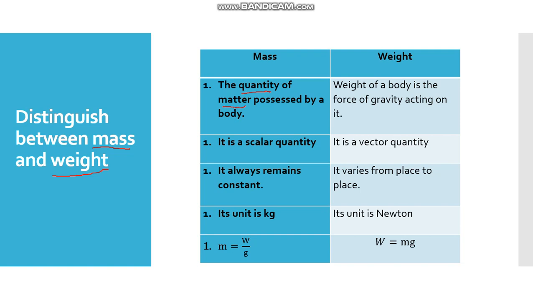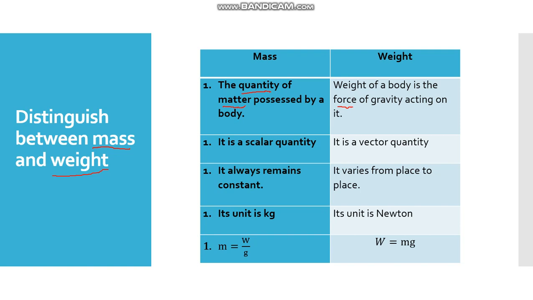And the weight of a body is the force of gravity. Now what is the force of gravity? The force with which the earth attracts the body is called the force of gravity, and the weight of a body is the force of gravity acting on it. So basically weight is a force. Now mass is a scalar quantity and weight is a vector quantity. It means that to explain mass you don't have to tell the direction, while for weight direction is required as it is a vector quantity.